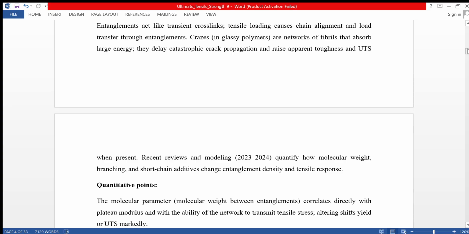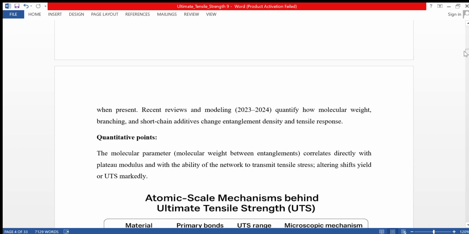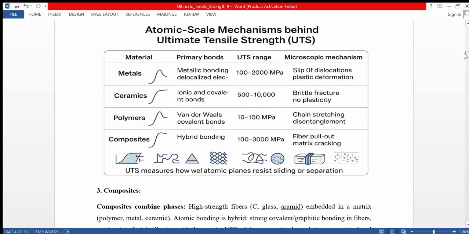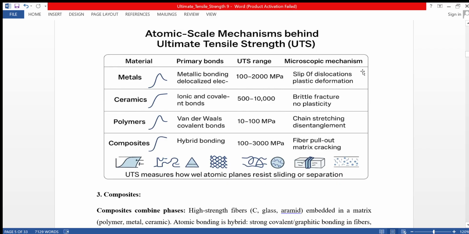Quantitative points: the molecular parameters correlate directly with plateau modulus and with the ability of the network to transmit tensile stress, altering yield or UTS markedly. Next point is the difference between metals, ceramics, polymers, and composites. Their primary bonds, UTS range, and microscopic mechanisms are given in this picture.